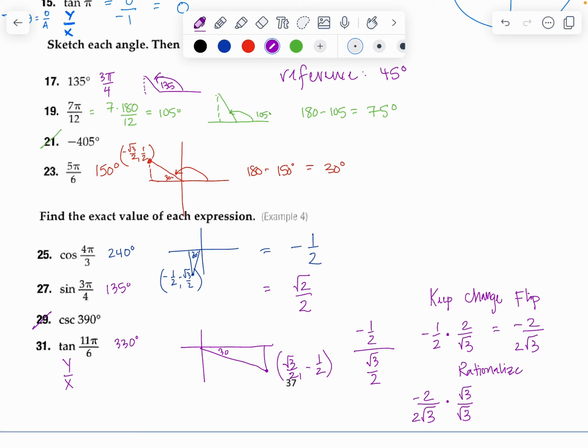Now I'm rationalizing by multiplying by a fraction equivalent to 1 that will get rid of the radical signs in the denominator. So I end up with negative 2 square roots of 3 over 2 times 3. The 2's can now cancel, and what you end up with as a result is negative square root of 3 over 3. So that is the final answer to the tangent at 11 pi over 6.